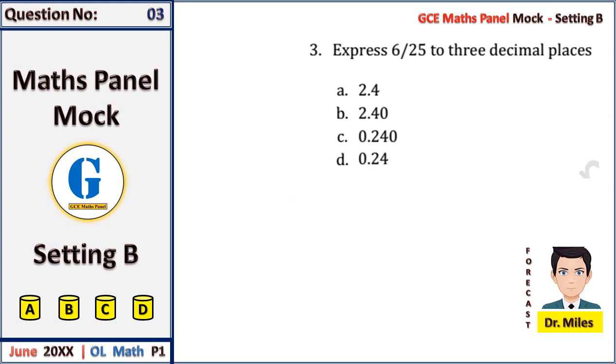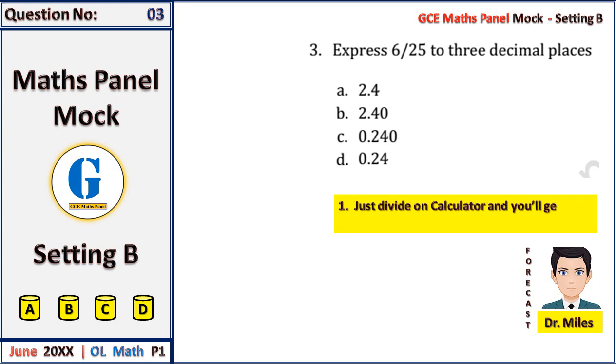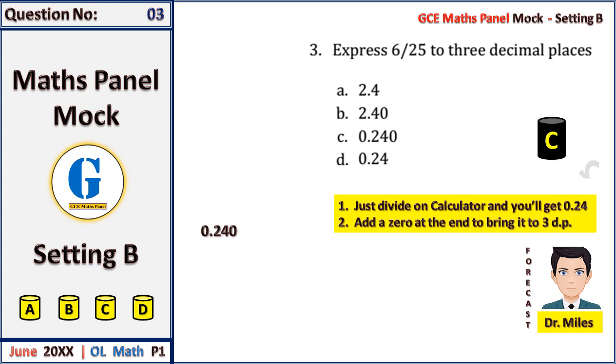Question 3. Express 6 over 25 to 3 decimal places. Normally you just use your calculator, and when you divide you have 0.24. But this 0.24 is to 2 decimal places. To now express it to 3 decimal places, we affix a 0 after the 4, and that gives us 0.240.